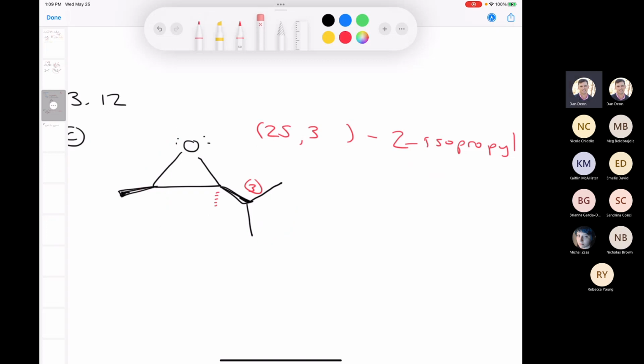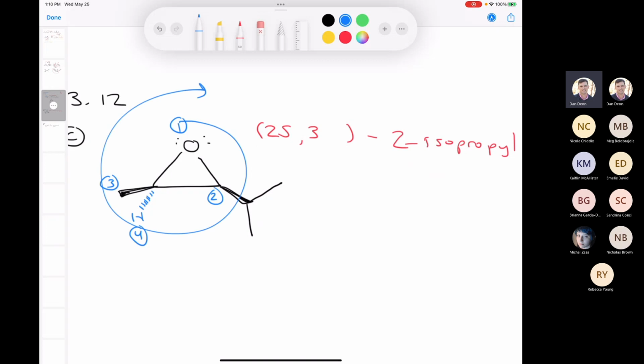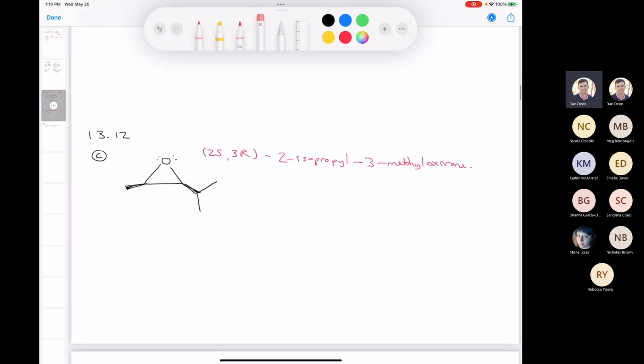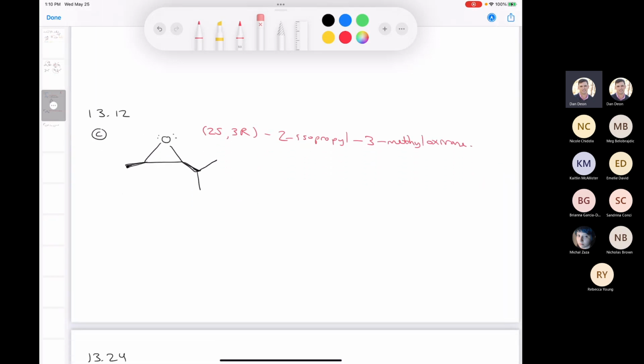Let's erase all this scribble, and let's look at the other stereocenter. For the other one, we have the hydrogen going in back. It's going to be group number 4. This will be group number 1. This would be number 2, and this would be number 3. So now we're going from 1 to 2 to 3. We're going clockwise, which is R, so it's 2S, 3R for these two stereocenters. So let's erase all that. And there we go. So now we've figured out the entire name of the compound as an oxirane, 2S, 3R, 2-isopropyl, 3-methyl oxirane.